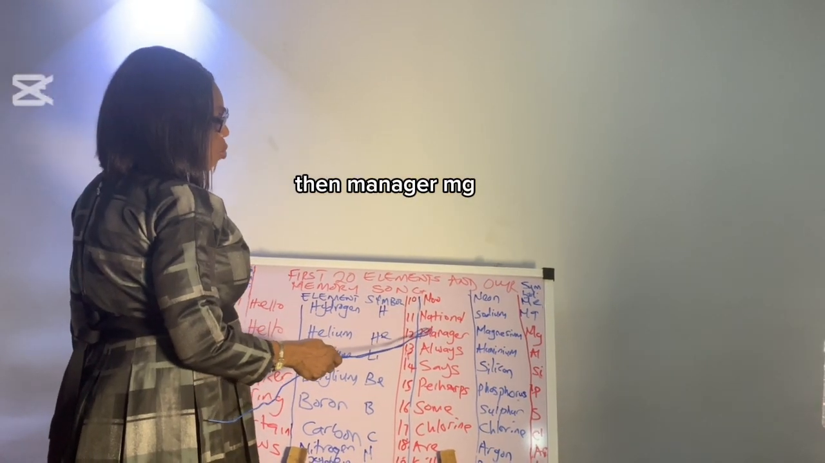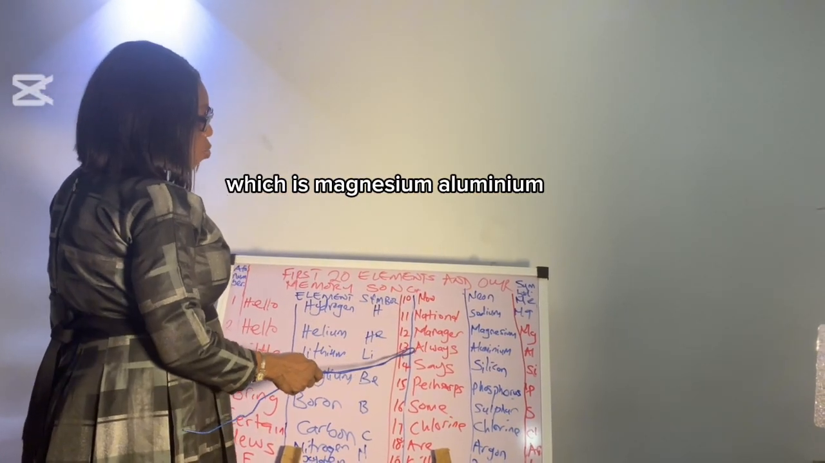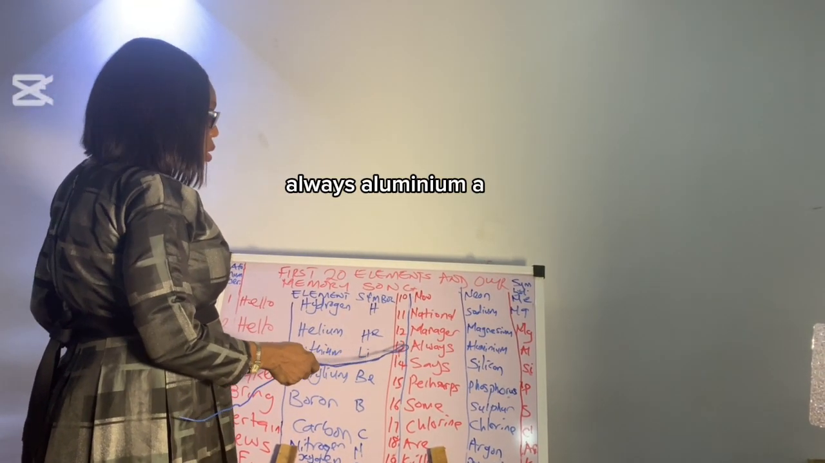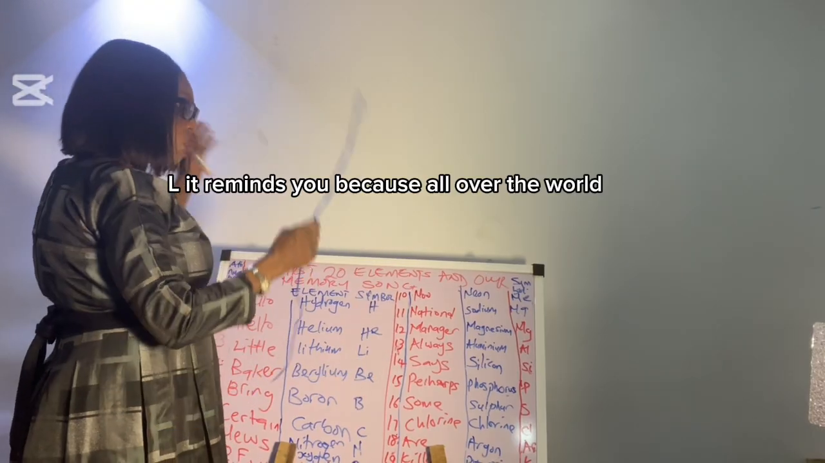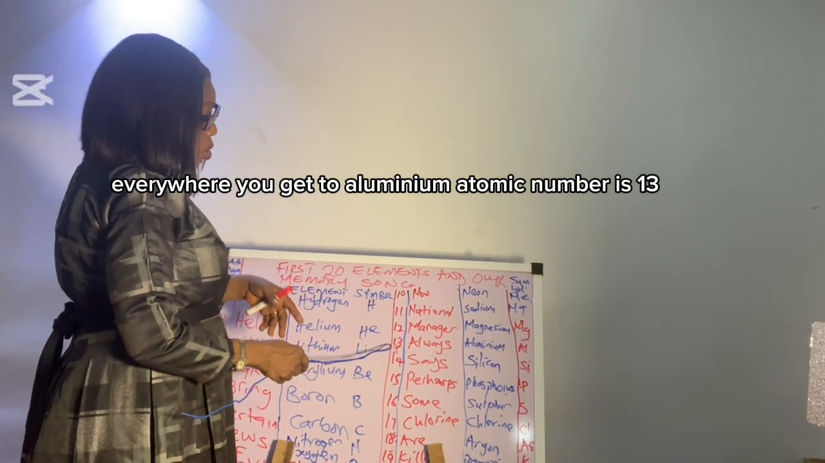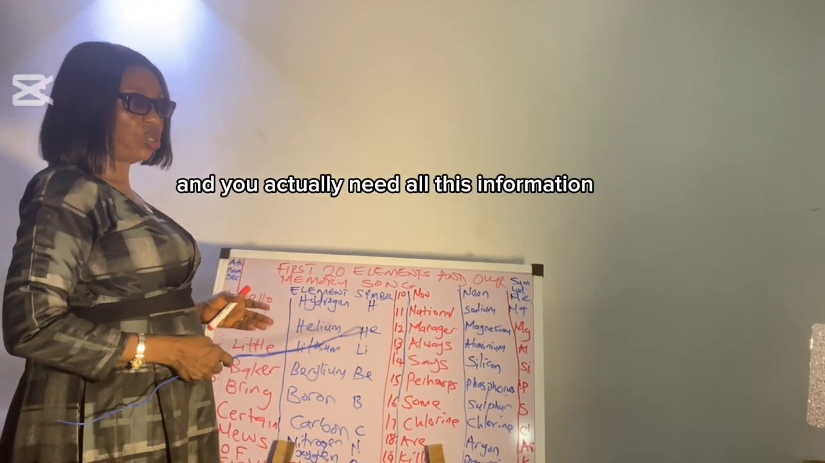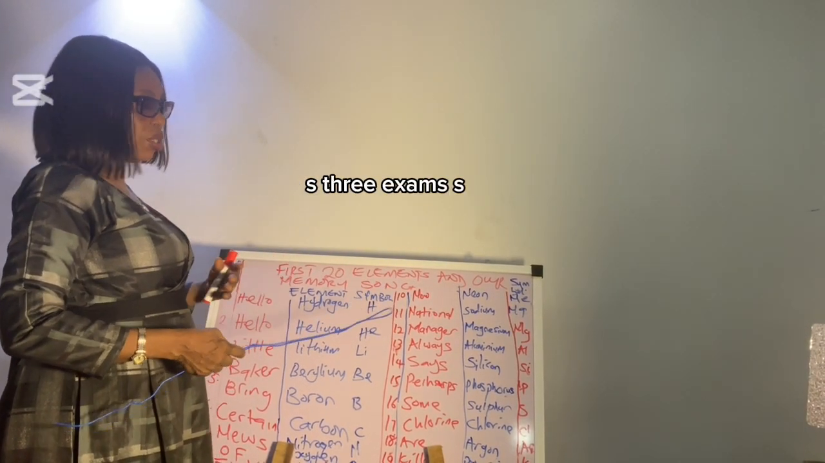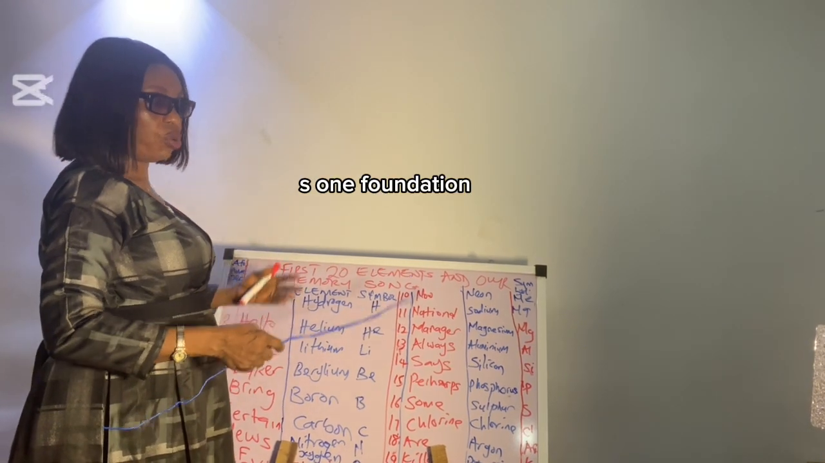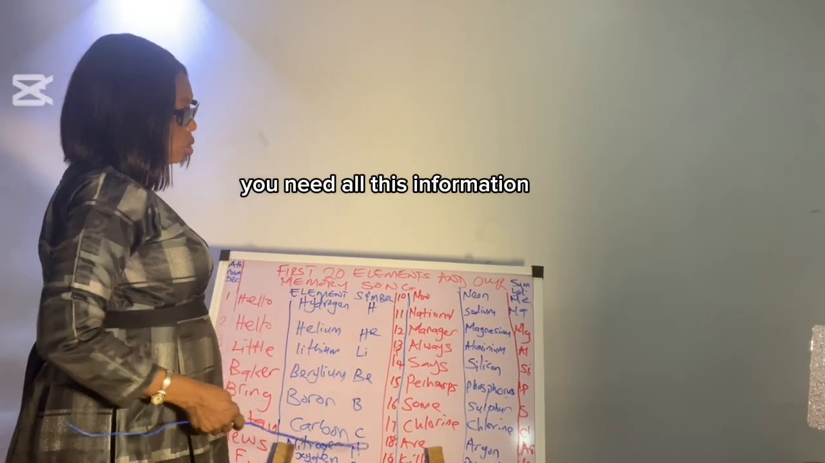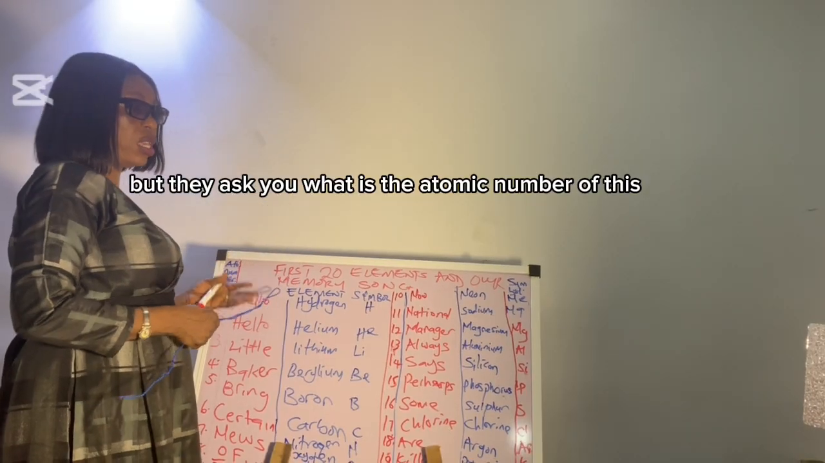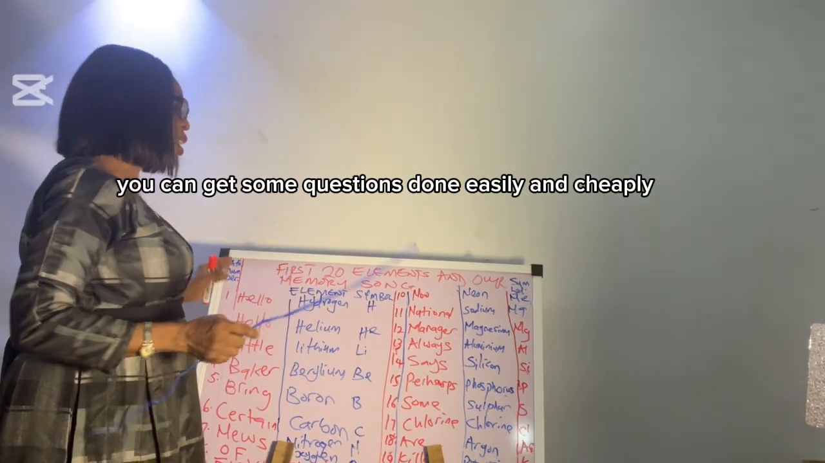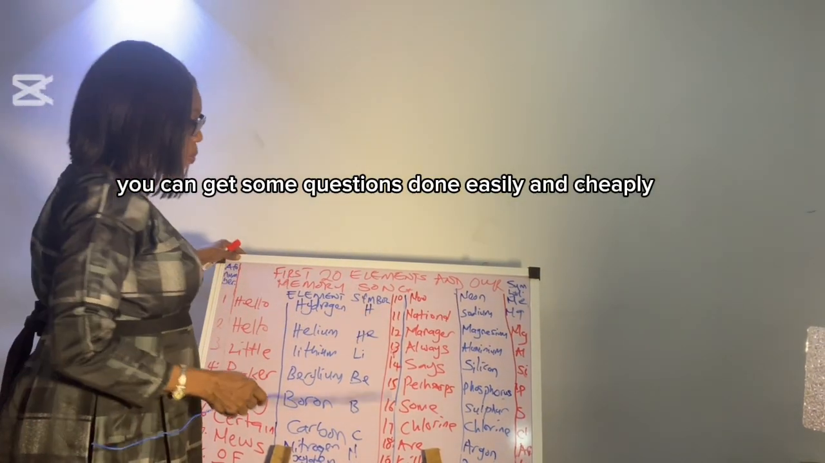Then manager, Mg, which is magnesium. Aluminium, that's number 13. Once you say aluminium, Al, it reminds you that everywhere you go in the world, aluminium's atomic number is 13. And you actually need all this information, even for your calculations in chemistry, and even in exams like SS1 and foundation. They ask you what is the atomic number of this, what is the electron configuration of this. So once you know this arrangement, you can get some questions done easily and cheaply.